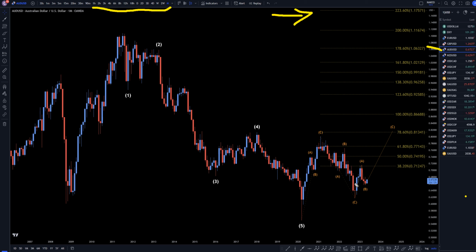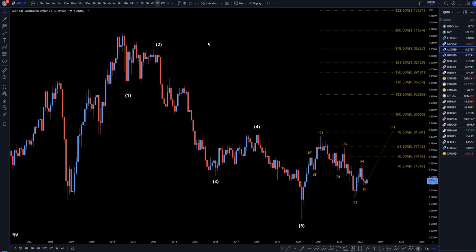So on the Aussie dollar, I still believe that this is going up in a big way, probably at least to the 78 or even the 100% Fibonacci extension. I think it's going to go up and take out this high, and this is going to be an ABC of W, ABC down for an X, and an ABC up for the Y. I think this is the triple three WXY pattern forming now.